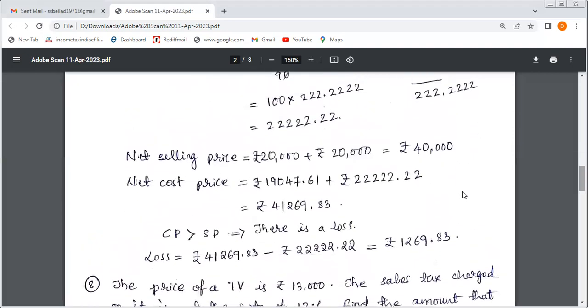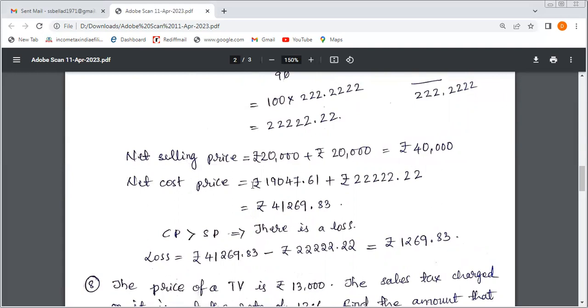And next, what is the net selling price? When two articles are sold, and you want to calculate the overall cost price, selling price, loss, all those things, you have to add the selling prices and the cost prices of each article. So that is a trick. That is why net selling price is the selling price of one buffalo plus the selling price of the other buffalo. Both are 20,000, so this gives 40,000.